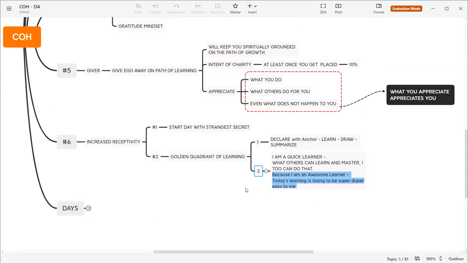Those who feel awkward while doing so, I generally remind them to be the giver, keeping ego away on the path of learning. It makes you more spiritually grounded, and on the path of growth. It means your own happiness level increases.